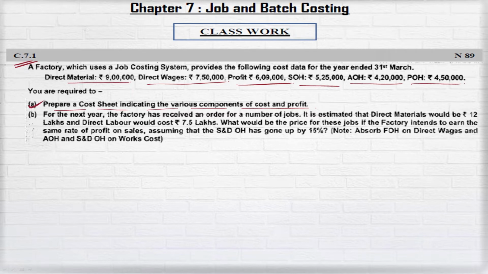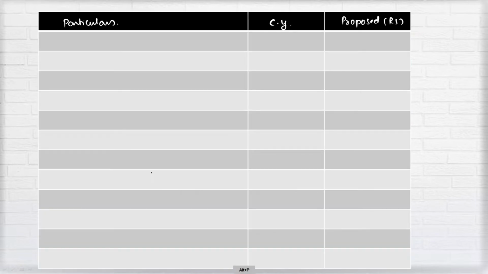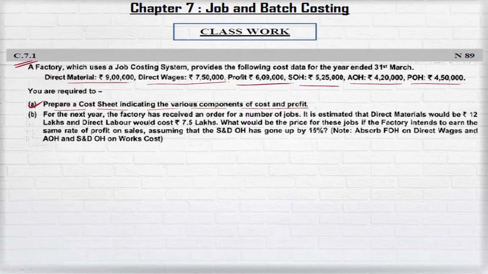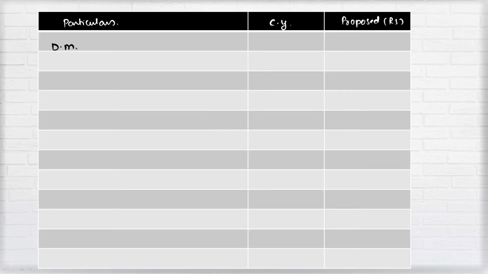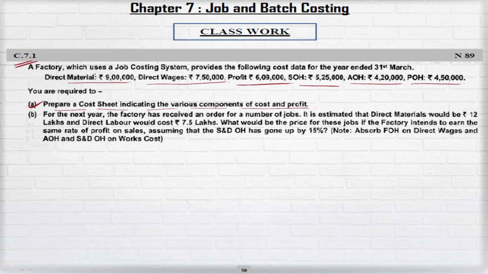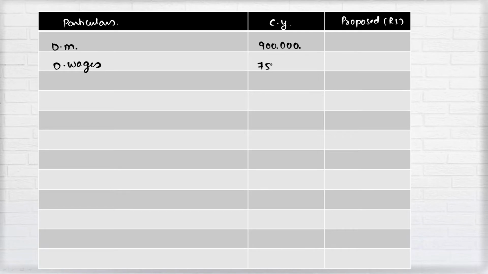We will be first preparing the cost sheet, and the cost sheet will be extremely simple. Let us prepare the cost sheet. For the current year, and proposed for next year, I will be preparing a separate column. Let us solve this. A factory uses job costing system. Direct material is 9 lakhs, direct wages is 7,50,000. Total will be 16,50,000, which will be nothing but prime cost.